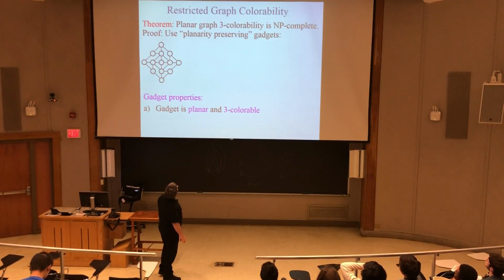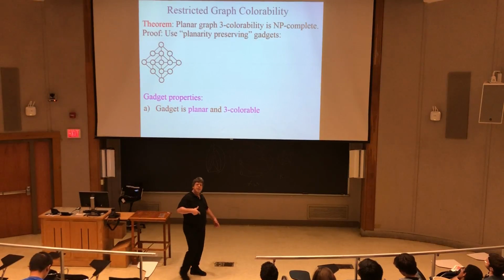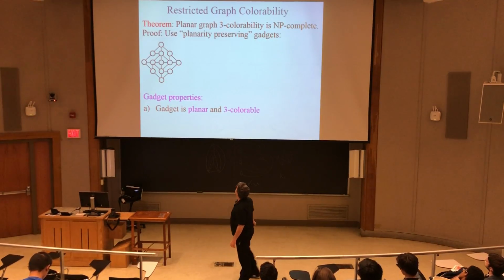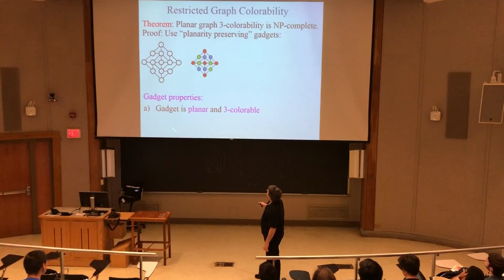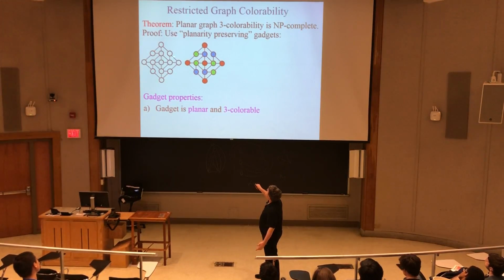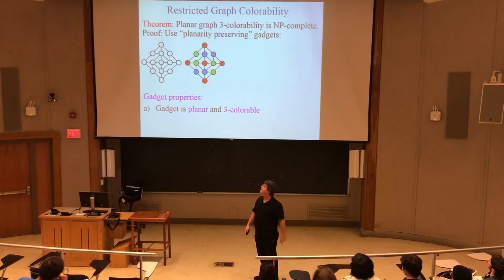So we're going to use a planarity preserving gadget. So here's the gadget that we're going to use now. It's more complicated than the last gadget. It has more nodes. There's more going on here. But the properties are similar. It's planar. Obviously, it's planar. There's no edges crossing. It's 3 colorable. There's a 3 coloring. And there's other 3 colorings.